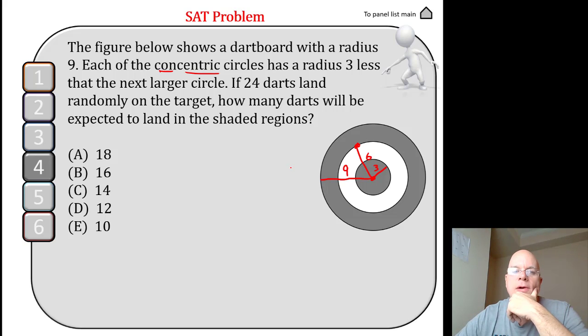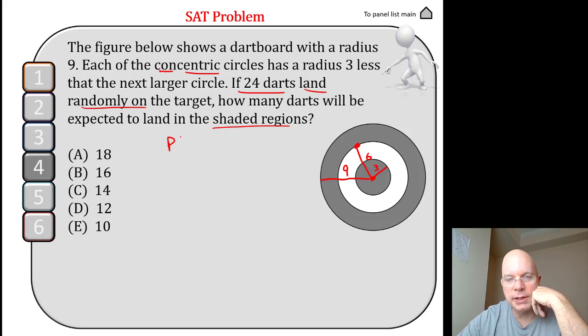If 24 darts land randomly on the target, the target being anywhere on the dartboard. In other words, your darts don't hit the wall like mine do when I play darts. How many darts will be expected to land in the shaded regions?